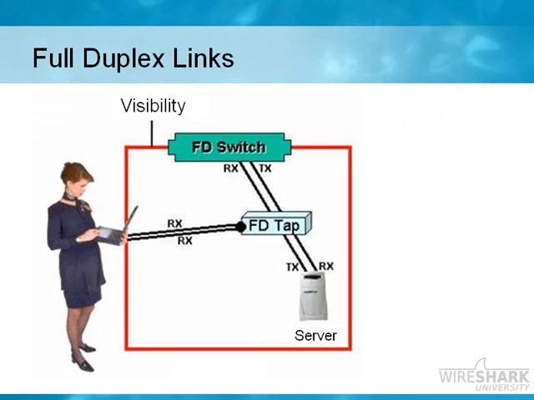In a full duplex environment, we would have multiple channels running from, let's say, a server to the full duplex switch. So we have a receive channel and we have a transmit channel. And you can consider those as two separate lanes on a road. The hub scenario that we were talking about in the last section will only capture on half duplex communications. So when we get to full duplex communications, we have to use something different. We would have to use a full duplex tap.